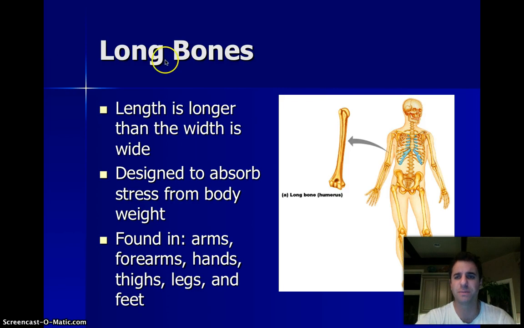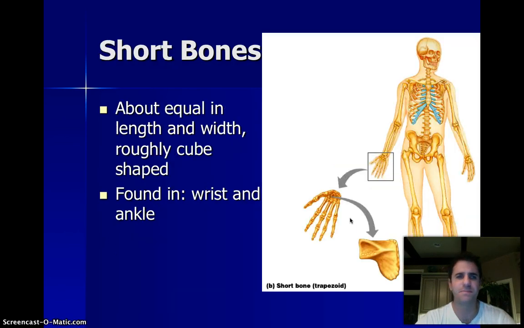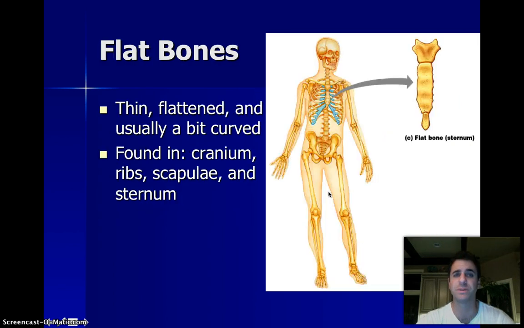So now long bones are longer than they are wide. They absorb stress from the body, so we can see long bones here, and in the arms and so on. Arms, forearms, legs, thighs, feet. Okay, those are long bones. Short bones, equal in width and length. They're basically like a cube shape. You can find them in the carpals and tarsals, so you look in the wrist and the ankle, you see those cube-like bones. Those are short bones.